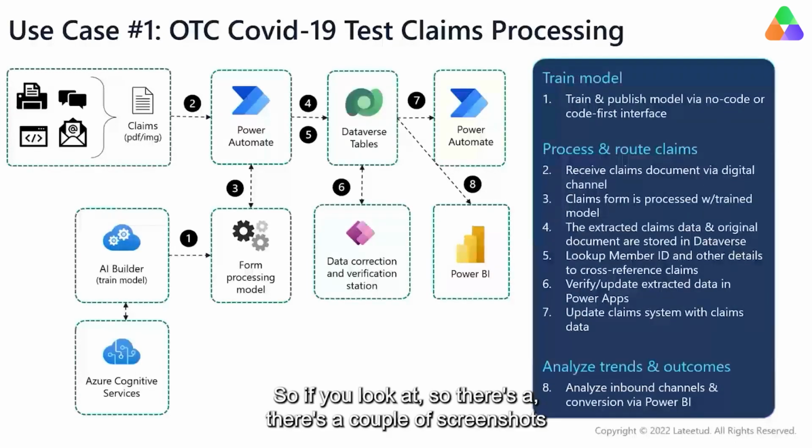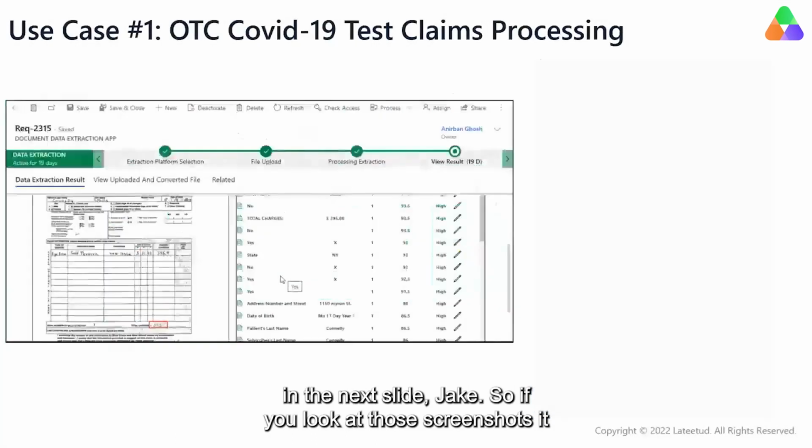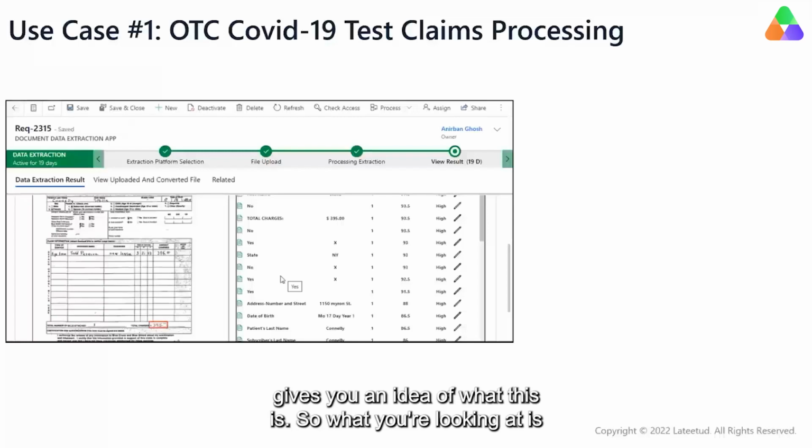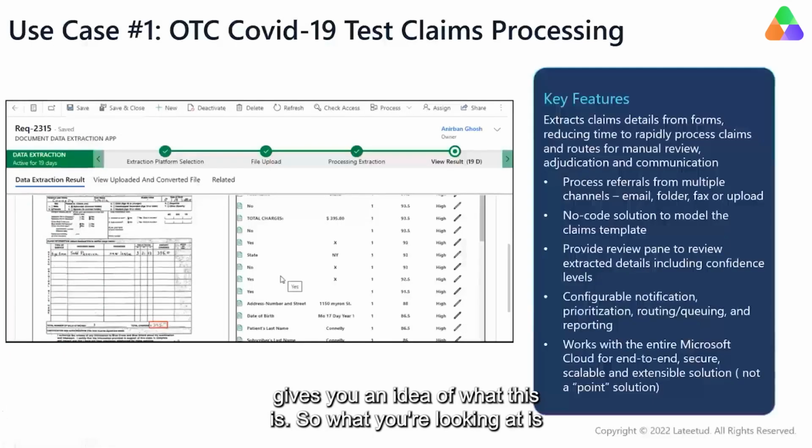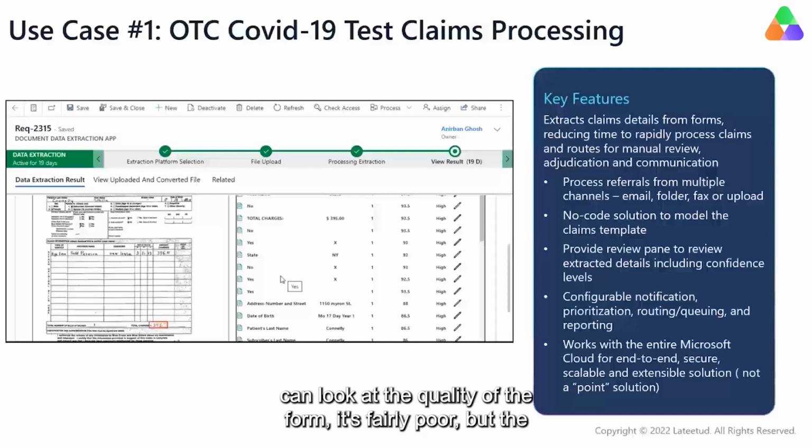There are a couple of screenshots in the next slide, Jake. If you look at those screenshots, it gives you an idea of what this is. What you're looking at is a model-driven app. At the top, you're seeing various stages that it is going through. There are various parties that can perform. This is the correction station, where on the left-hand side you see the form that is being submitted. You can look at the quality of the form. It's fairly poor, but the data is extracted. It also gives confidence levels.